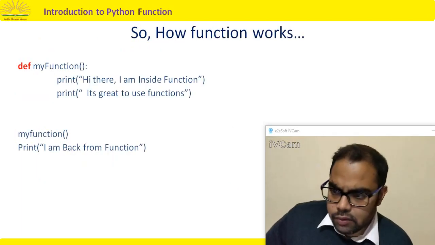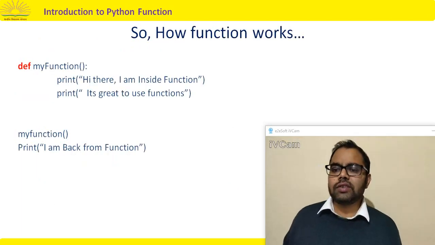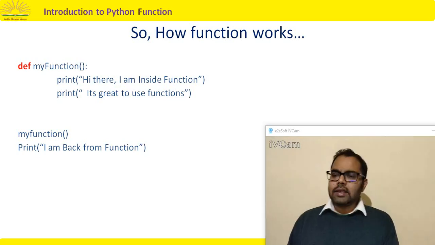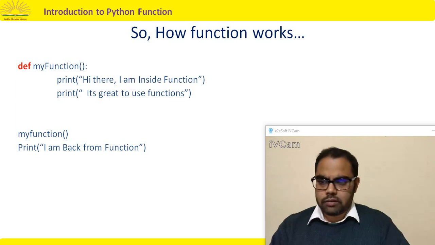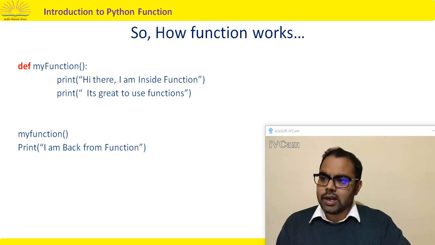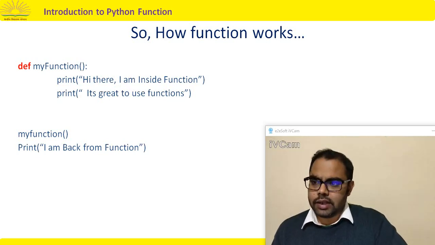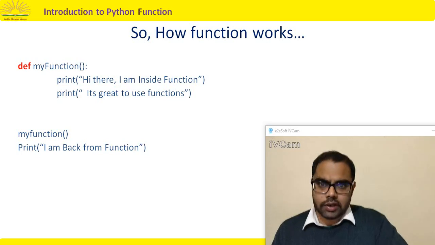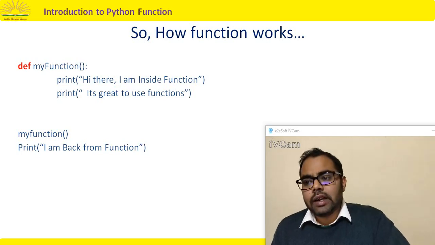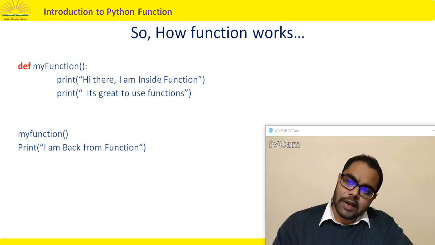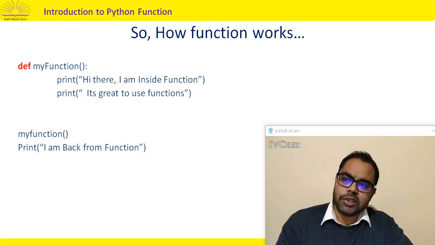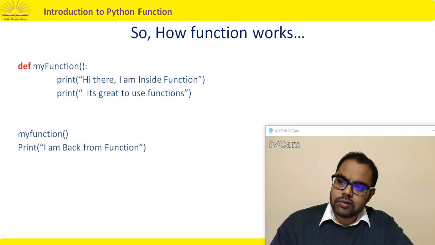Now we will see how this function actually works. Again, in this example I have created a function. def is the keyword that we use to create the function. Then the function name is my function, and inside this function I have two simple print statements giving some message to the user. Now how to call this function?